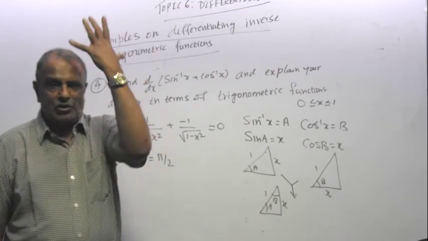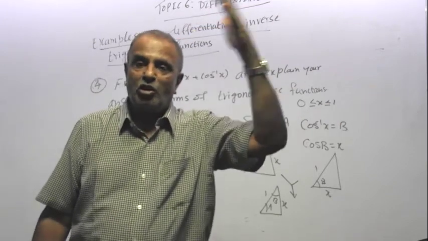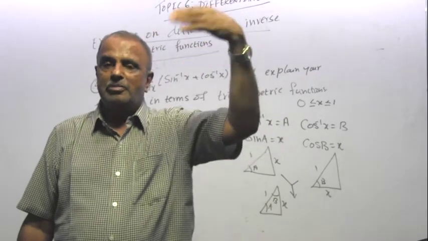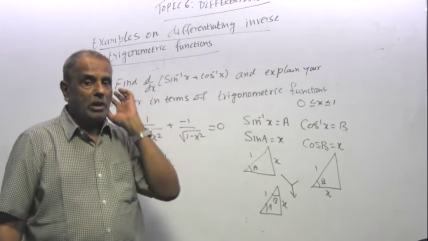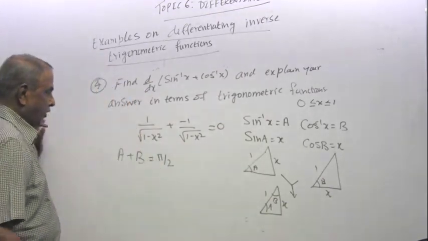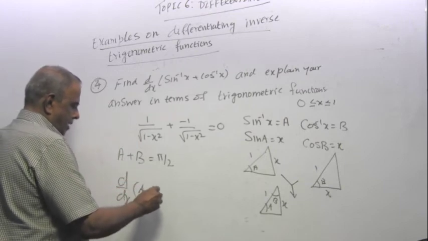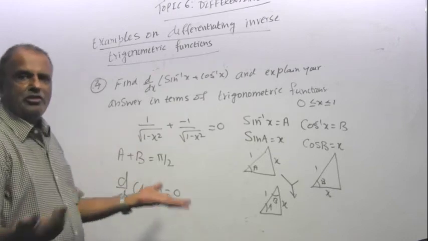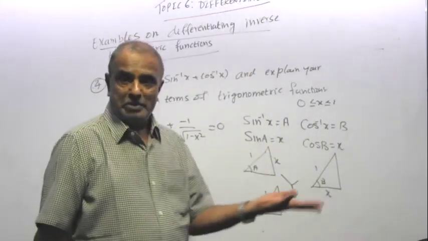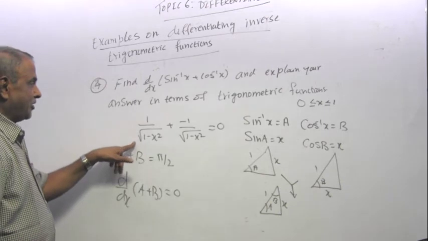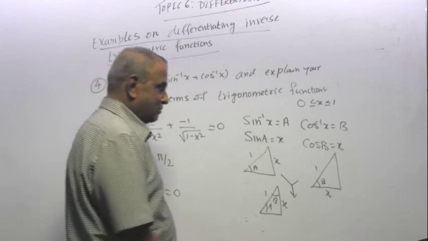Remember, for any given value x, sin inverse x plus cos inverse x is pi over 2 as long as the domain is between 0 and 1, not minus 1 and 1. Okay? So therefore, what is d by dx of A plus B? 0, because pi over 2 is a constant. That is how you explain it geometrically, or in terms of trigonometric functions. Not that's positive, that's negative, so they cancel each other. Even your mark will cancel and you get a 0 for the second part.